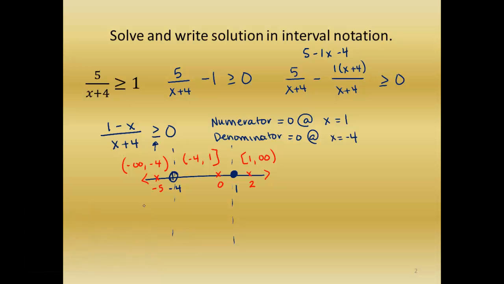So go back up there. It'll be less complicated. 5 over negative 5 plus 4. Is that greater than or equal to 1? When I substitute it in, I get a false statement.